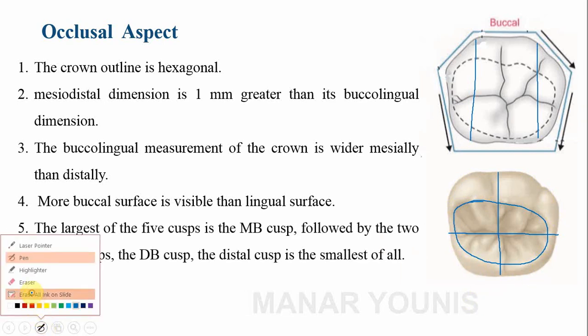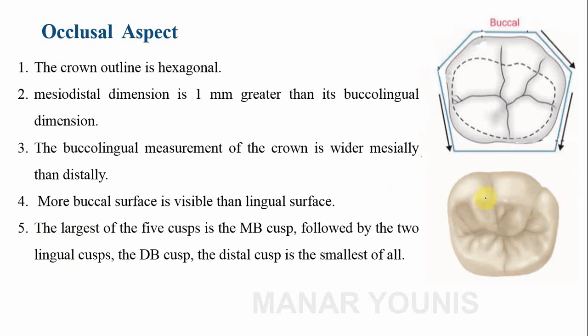Regarding the size of the cusps, there are 5 cusps. The largest is the mesiobuccal. This is the mesial, and this is the distal. So the largest is the mesiobuccal, followed by the 2 lingual cusps. These 2 lingual cusps are second in size. Then the distobuccal, and finally the distal cusp, which is the smallest. So the distal cusp is the smallest of the cusps, and the mesiobuccal is the largest.